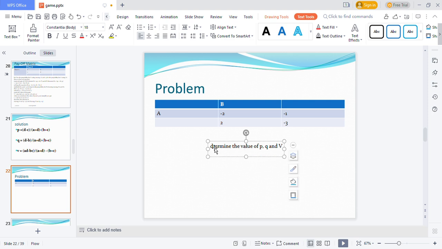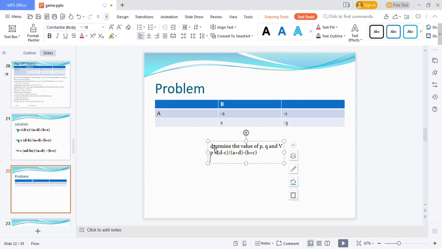So we start with the first one, P. P equals to, from the formula, you open the bracket, you say D minus C, you close the bracket, divide by, you open the bracket, A plus D, you close the bracket, minus, you open the bracket, B plus C, you close the bracket.